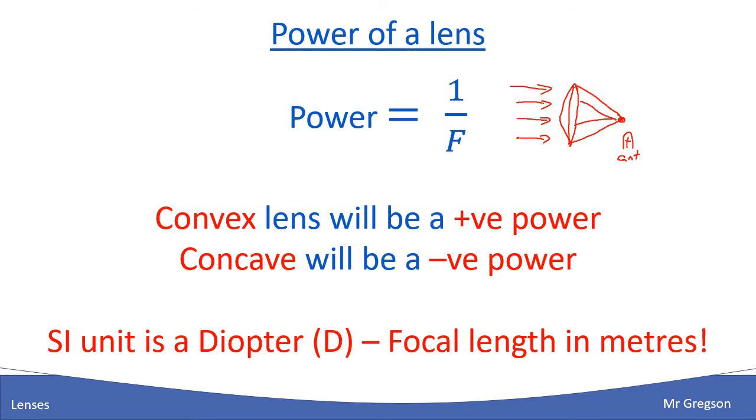So, convex lenses, positive power, they're going to take all of this energy and focus it into one single point. That makes sense to us. If it's concave, it'll obviously do the opposite. It'll have a negative power. So you'll end up with a positive and negative power depending on which lens you're using.